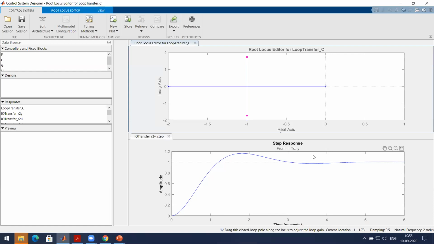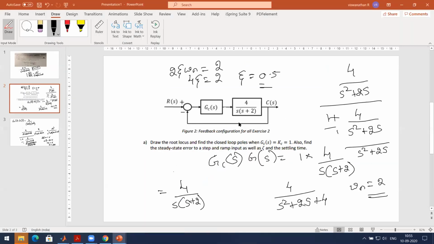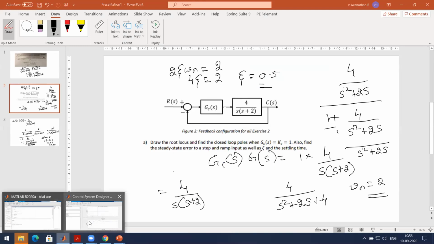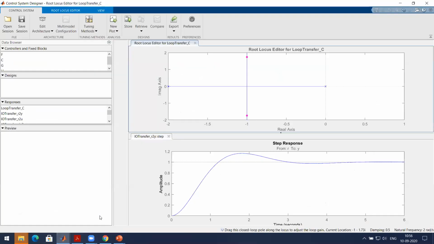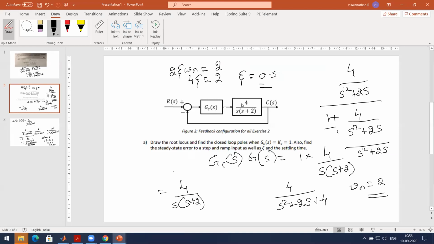Yes, can somebody answer that? What do you mean by current location? Location of the pole, sir. Yeah, see here the problem. What was the position of the pole? It was at... where are the pole positions? 0 and -2, correct? Yes, sir. Here S is equal to 0 and S is equal to -2. Okay, so these are the two pole positions.